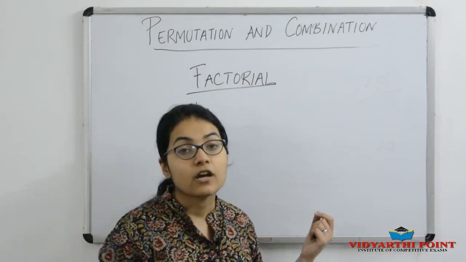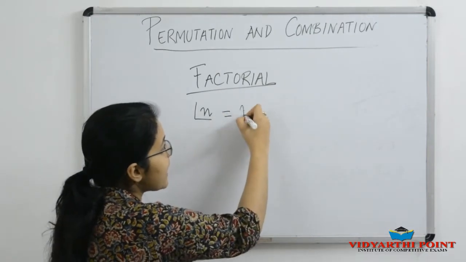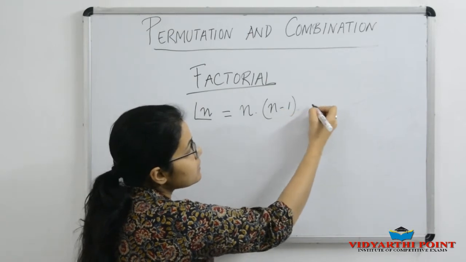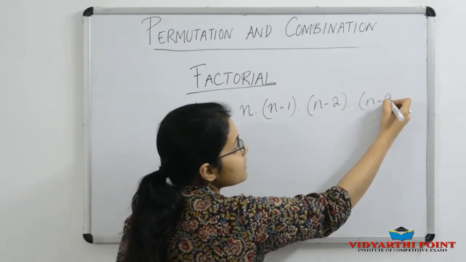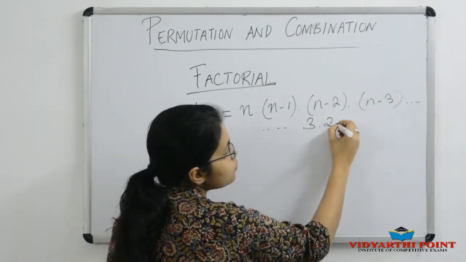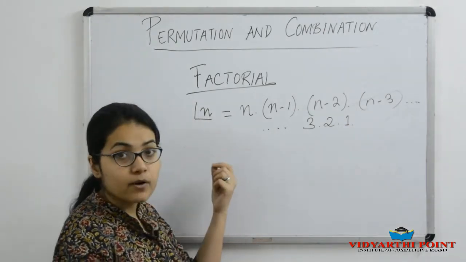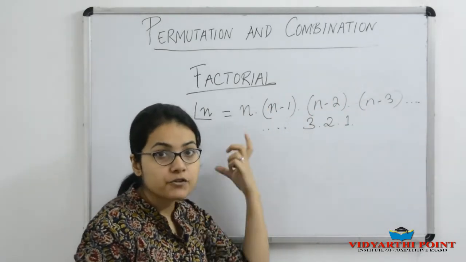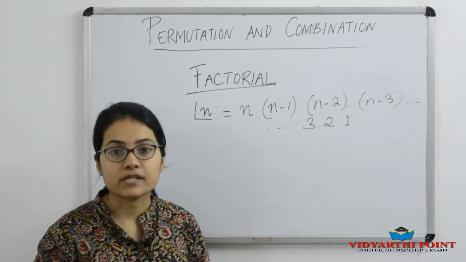Now, let us look at the factorial n number. The factorial n will be given by n into n minus 1, n minus 2 into n minus 3 up to 3 into 2 into 1. That is, the factorial of any number will be the product of the number itself and the whole numbers smaller than that up to 1. This is how a factorial is represented.